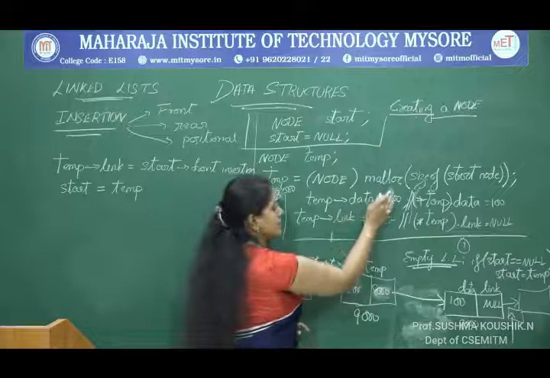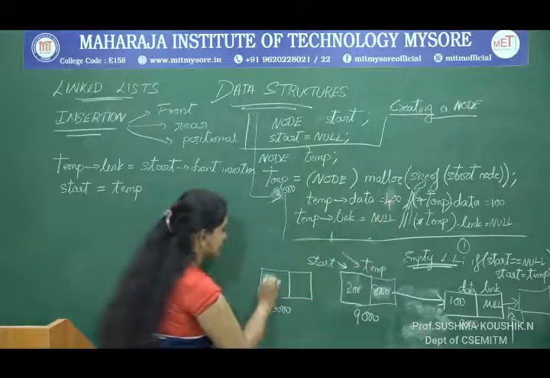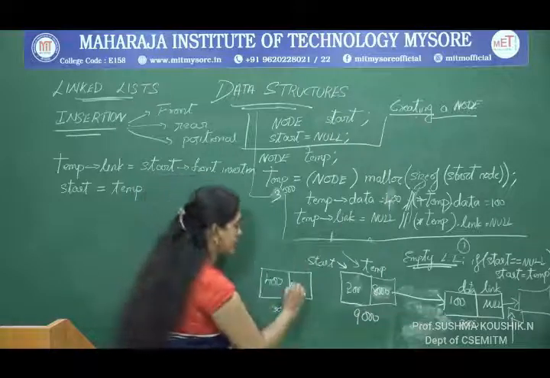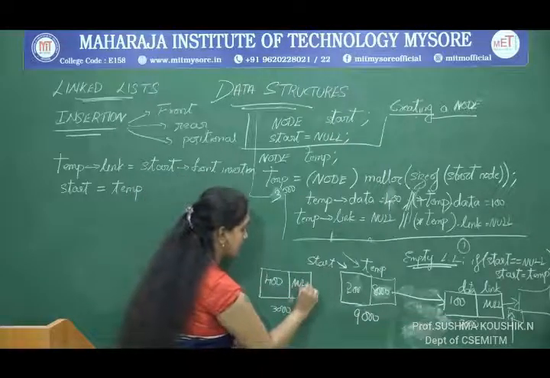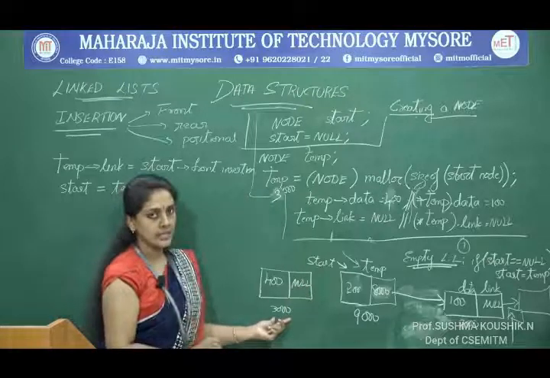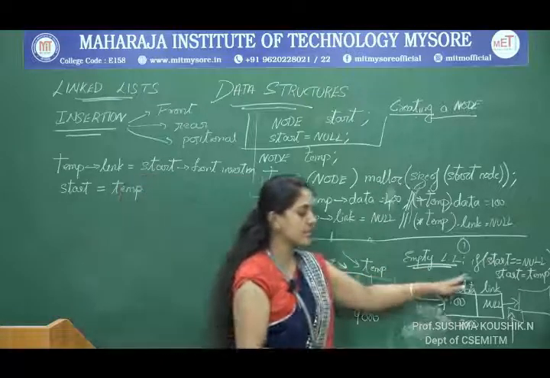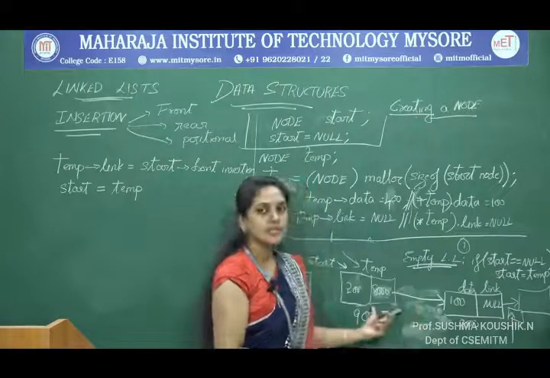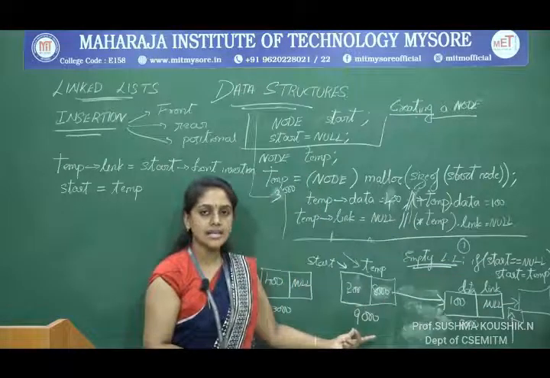Now we will insert some new data, 400. So 400 new data is inserted. Now the link field, it is filling it with null, and it is returning us this particular temp. We come over here and check: is start equal to null? No, start has got some valid address. That means that a linked list already exists.